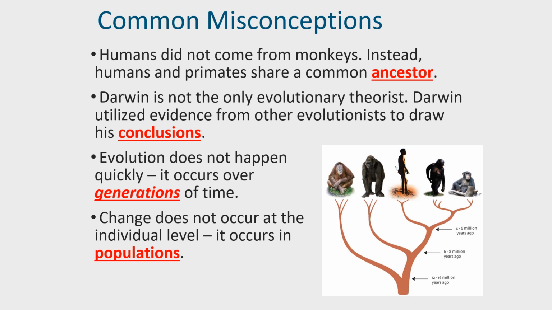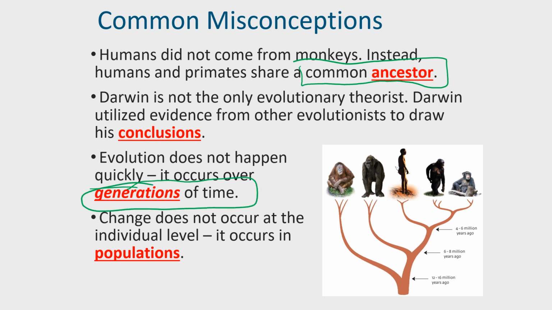Let's go over the most common misconceptions of evolution. Humans did not come from monkeys. Instead, humans and primates share a common ancestor. That's key, a common ancestor. Darwin is not the only evolutionary theorist. Darwin utilized evidence from other evolutionists to draw his conclusions of natural selection. Now, evolution does not happen quickly. Okay, that's another misconception. Generations of time is required.